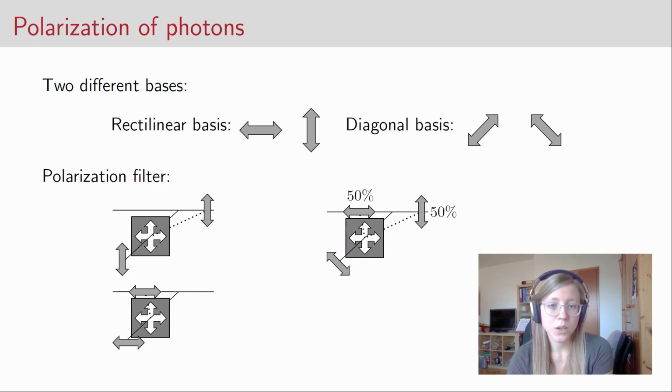This also means that when such a photon passes through this filter, all the information about the original polarization will be lost. This will be very important during the protocol, because this means that if I measure a photon which is encoded in the diagonal basis in the rectilinear basis, then I do not get any information about the photon.